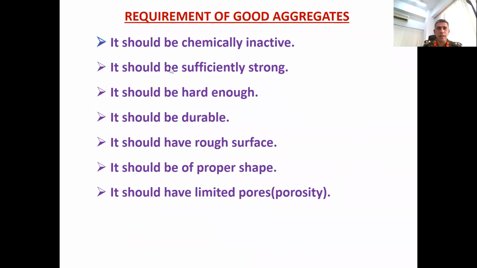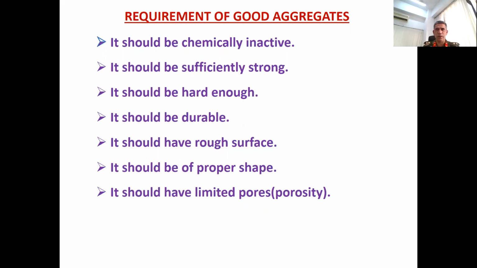Then the requirement of good aggregates: it should be chemically inactive. We said in the definition that aggregate should be inert so that it does not take part in the chemical reactions. It should be strong enough. It should be hard enough. There's a difference between strong and hard. And then it should be durable, that means it should last long. Then aggregate should have a rough surface. Aggregate surface may be rough, may be smooth, but it is preferable that aggregate should have a rough surface. Why should aggregate have a rough surface? We'll be learning that. Then the shape of the aggregate matters.